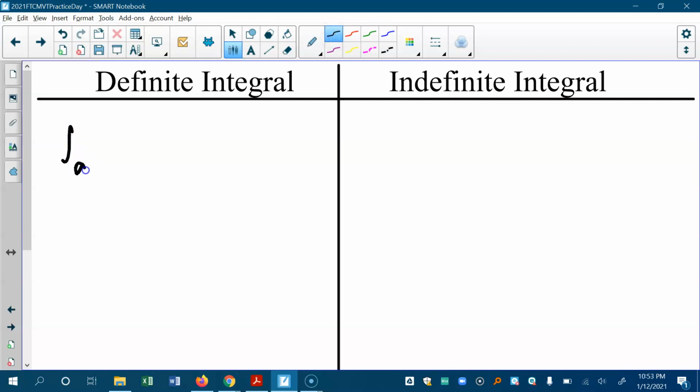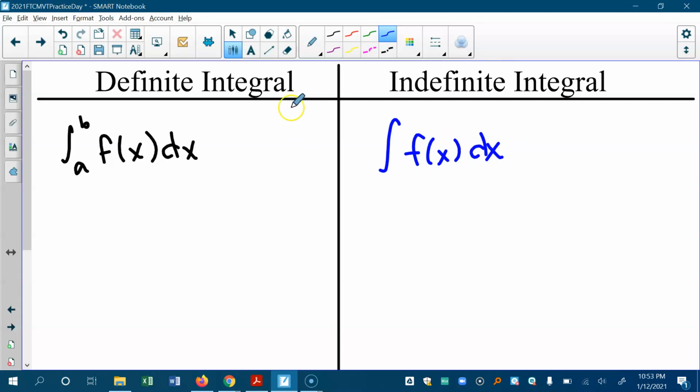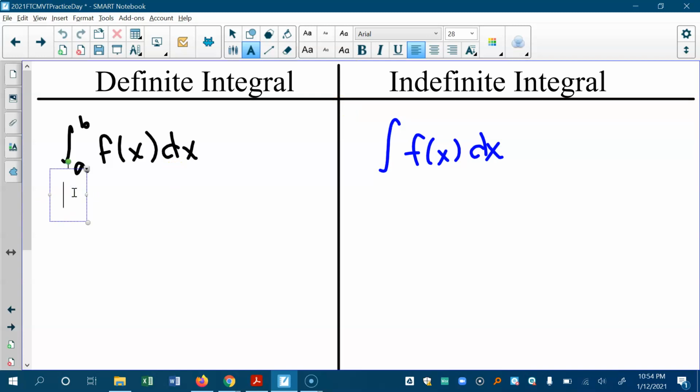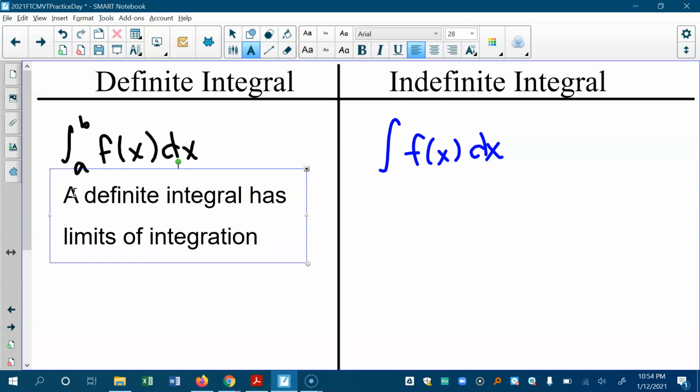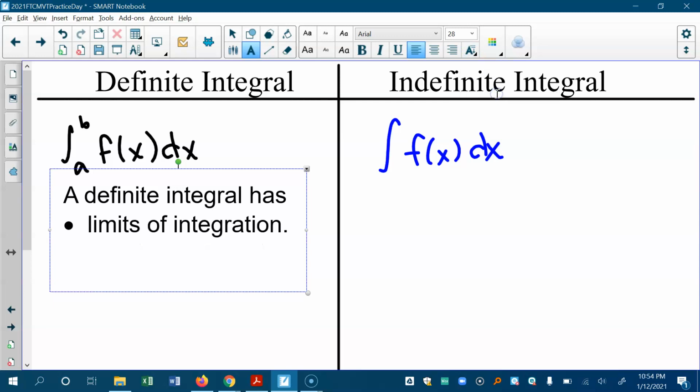A definite integral looks something like this, with numbers on top and bottom and some function here, while an indefinite integral looks basically the same thing, but no limits of integration. So now, because as many of you know, my handwriting is terrible, I'll go ahead and just put some characteristics in here. A definite integral has limits of integration.